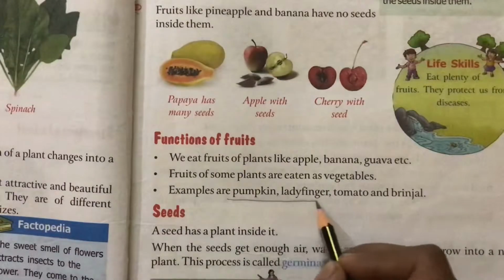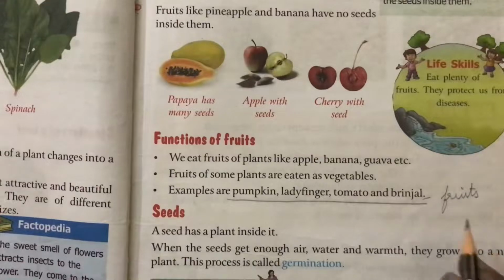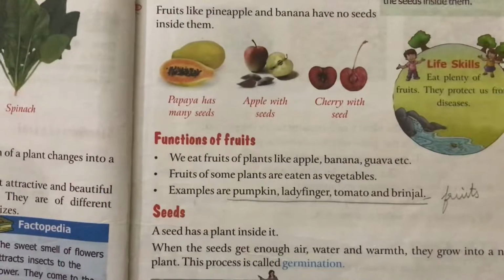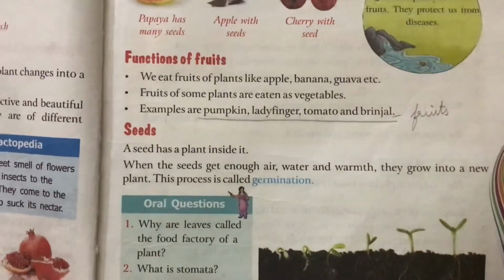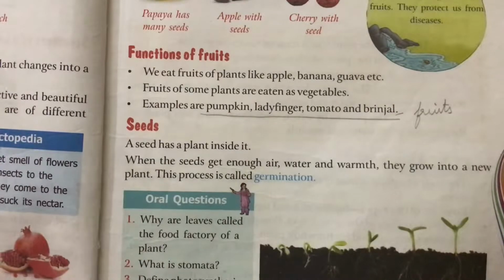Now this is very important. They are also fruits, but they are eaten as vegetables. Okay, children. Now come on to the next topic, the next part of a plant, that is seed. But a seed is a part of a fruit, and fruit grows on a plant.